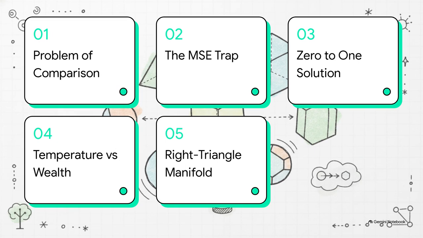Okay, let's dive right into our roadmap for today. First, we'll look at the problem of comparison. Second, the mean squared error trap. Third, the 0-to-1 solution. Fourth, temperature versus wealth. And finally, we'll wrap up with the right triangle manifold.